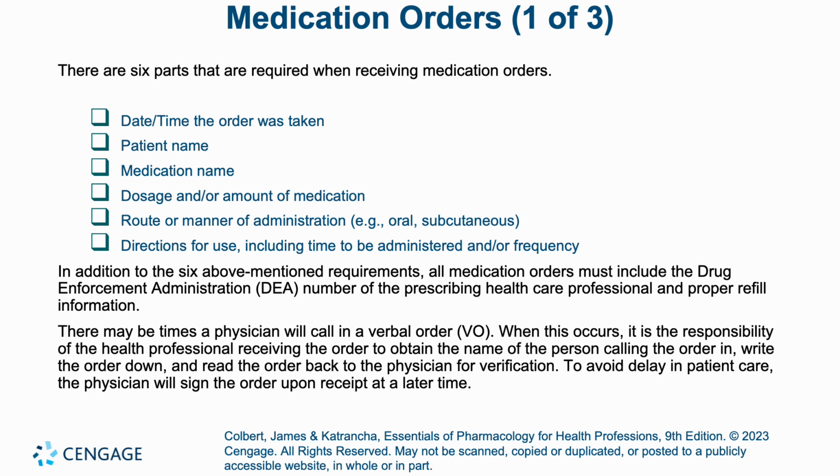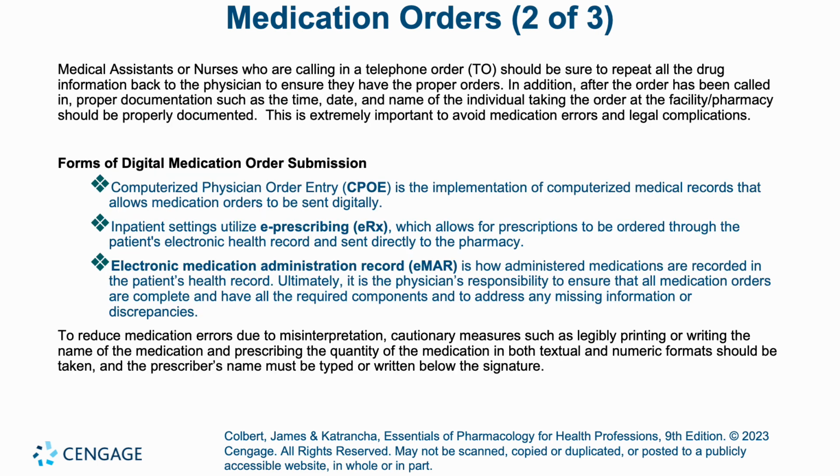especially for controlled medications. When you're taking a telephone order, it's important to repeat all of the drug information back to the physician to ensure that you have the proper order. In addition, after the order's been called in, proper documentation such as the time, date, and name of the individual taking the order should be properly documented. This is extremely important to avoid medication errors and legal complications.